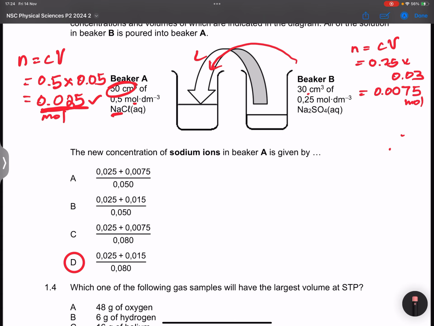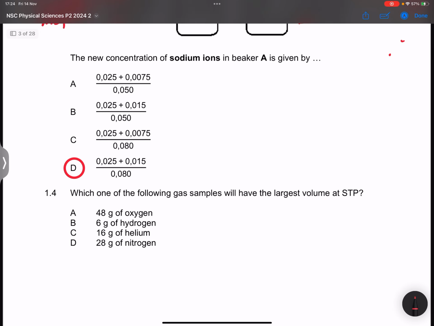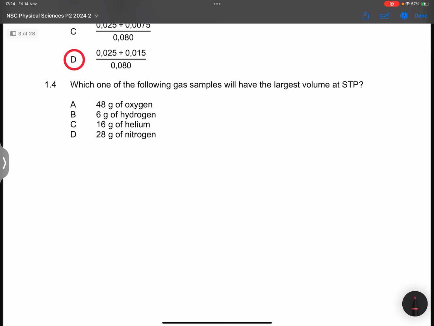Please don't forget the fact that we had 2 of those sodium ions there. So this shows us that we will have twice the number of sodium ions as there is sodium sulfate. Right, let's go on to the next one. They say, which one of the following gas samples will have the largest volume at STP?